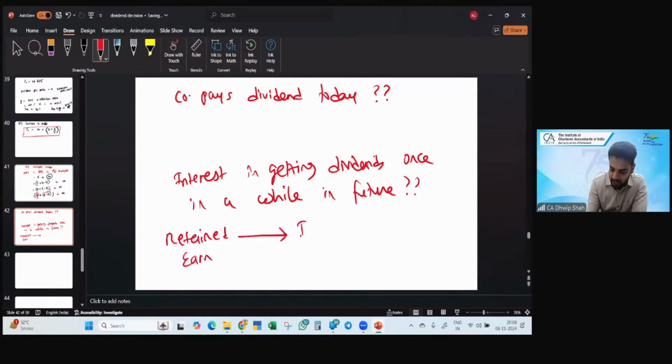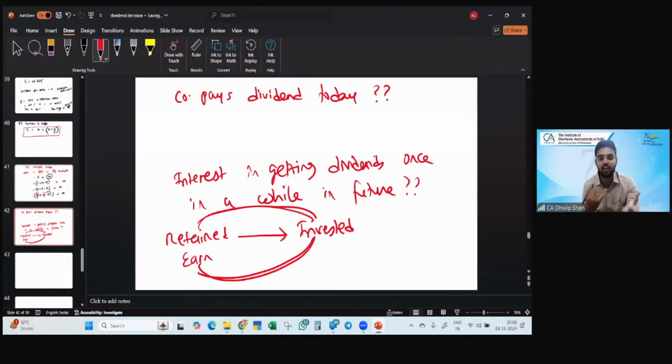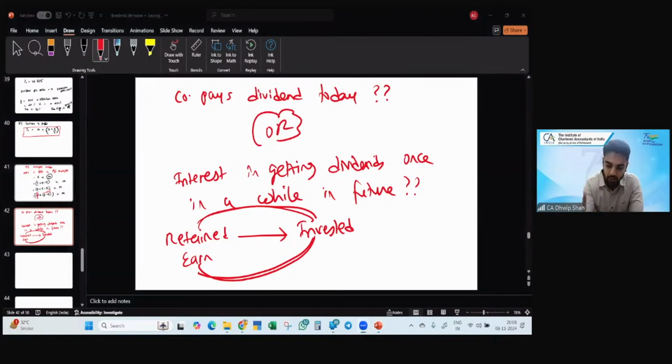It would be invested in the project. From that investment, the company would earn something. Then again, the company will retain something. Again investment, again the company will earn something from that investment. Again retained earnings, again investment. And after a few years, the company is paying dividend once in a while. So are you interested in that? I ask you this question. Which one will you choose?